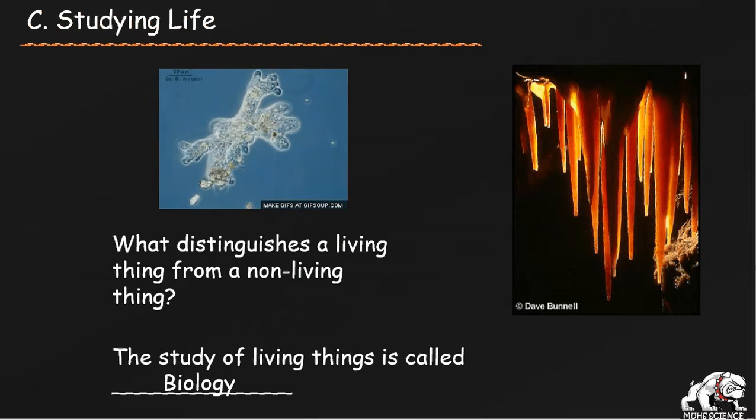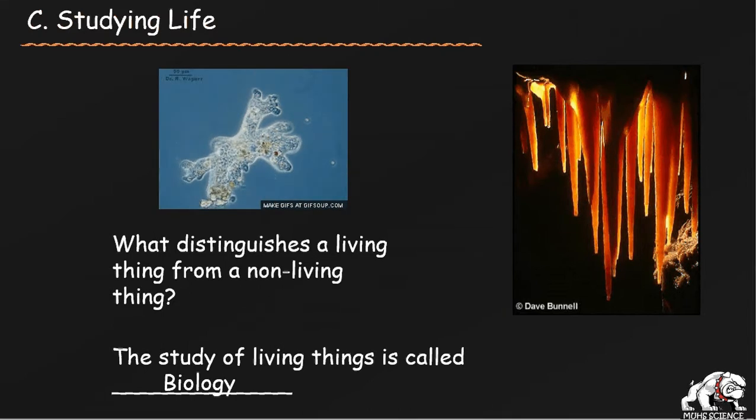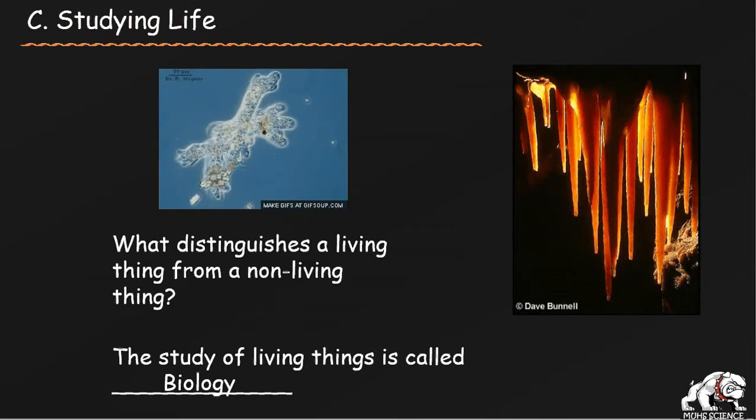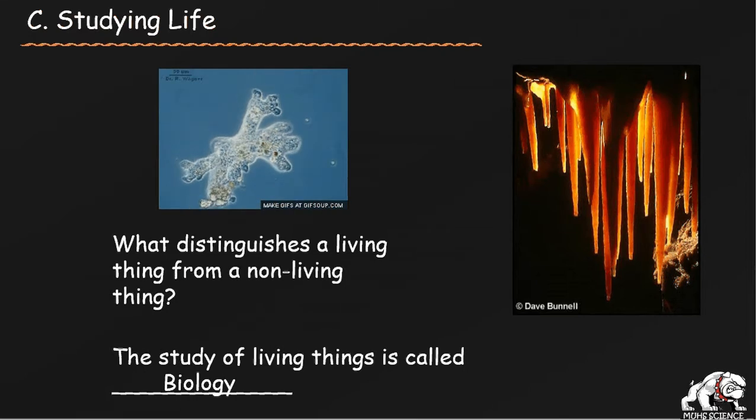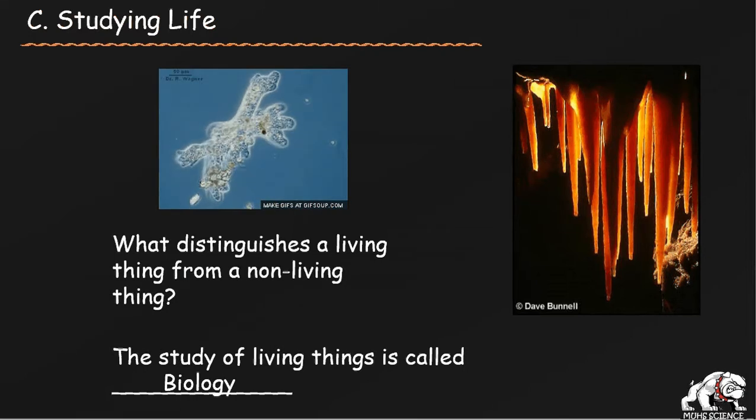So what I would have is these images on here: an amoeba, a microscopic organism, and then a picture of these cave features, stalactites and stalagmites. I can never remember which is which, but it's one of those. We'll lead off with the question: one of these is obviously alive, and how do you know which one is alive? I have students eventually give me some details on what makes one alive and what makes the other one not alive.